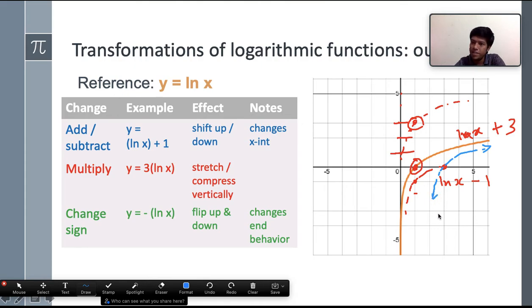Now, then what? Notice that this point moved 1, 2 to the right. So it will be ln bracket x minus 2. If it moves to the right side, then it becomes minus. If it moves to the left side, then it becomes plus.